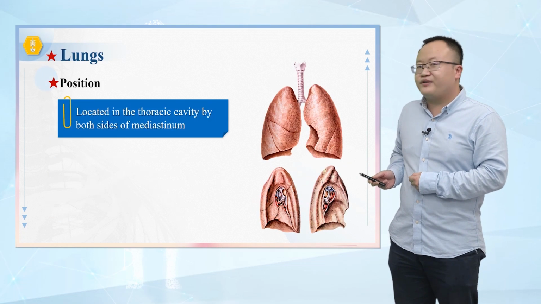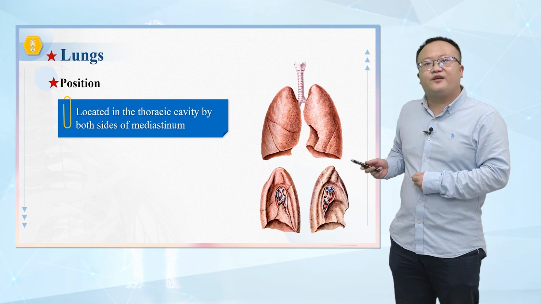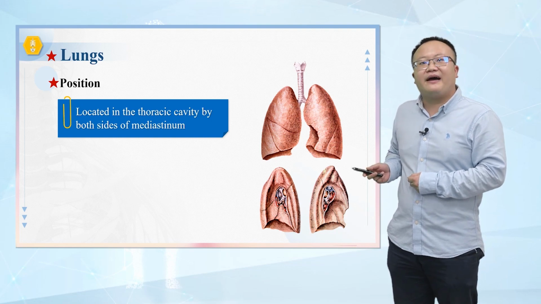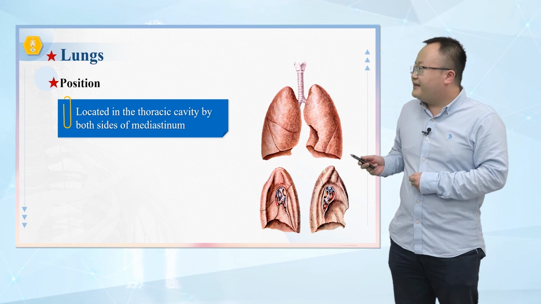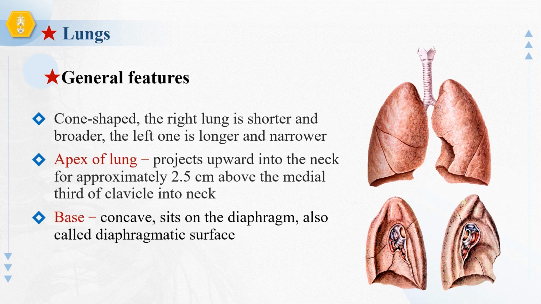Lungs. The position. Lungs are located in the thoracic cavity on both sides of the mediastinum. The general feature of lungs is cone-shaped. The right lung is shorter and broader. The left one is longer and narrower.